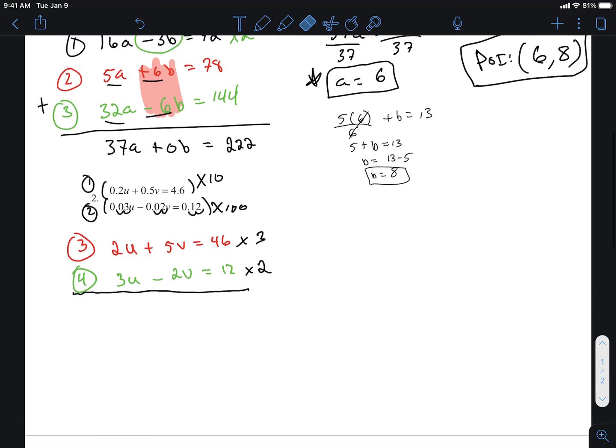If I rewrote 3, the red equation, multiplied by 3, I'm going to get 6u plus 10v is equal to, what's 46 times 3? 138. Okay, thank you. And then in the bottom one, I'm just multiplying everything by 2. Yeah, it's supposed to be 50. Sorry, I don't know why I multiplied by 2. Probably because the next one's 2.